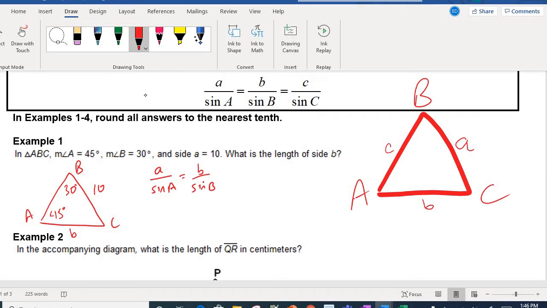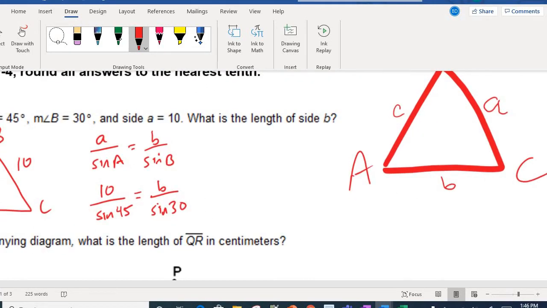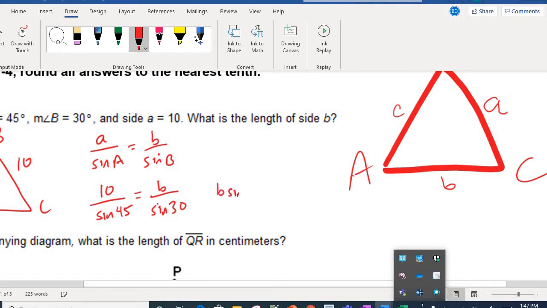All right, so here we go. We're just going to substitute in the values that are given to us. Side a is 10, and that's going to be over the sine of angle A, which is the sine of 45. And then b is what we want to find, and that's going to be over the sine of its angle, which is 30. Now we have a proportion, so we can cross multiply. If I cross multiply here, you get b sine 45 is equal to 10 sine 30.